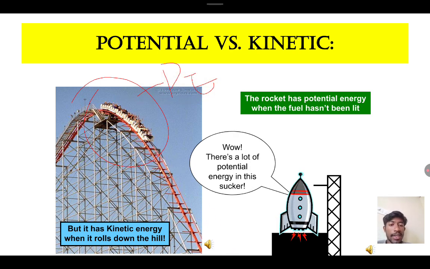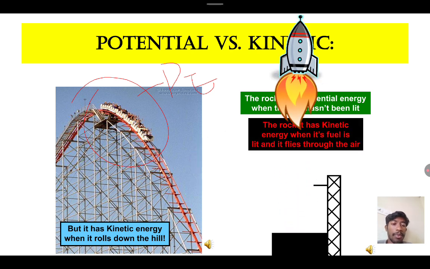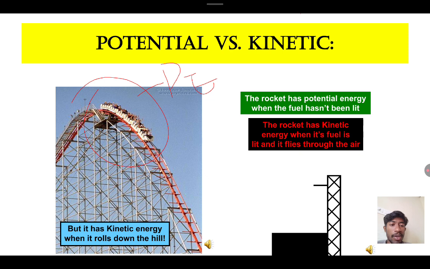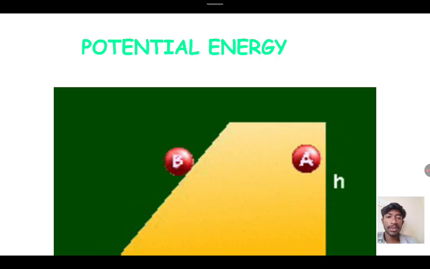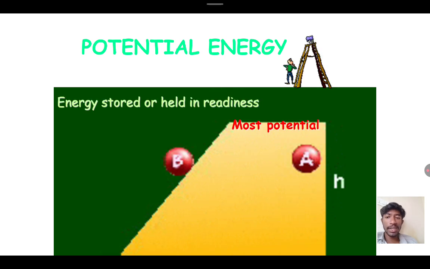There is a rocket with a lot of potential energy, but when it flies, the rocket has kinetic energy when its fuel is lit and it flies through the air. So if it is still, with no motion, then it's potential energy. If it is in motion, then it will be kinetic energy. Here you show this is potential energy. Energy stored in readiness. Most potential is on the upper side.